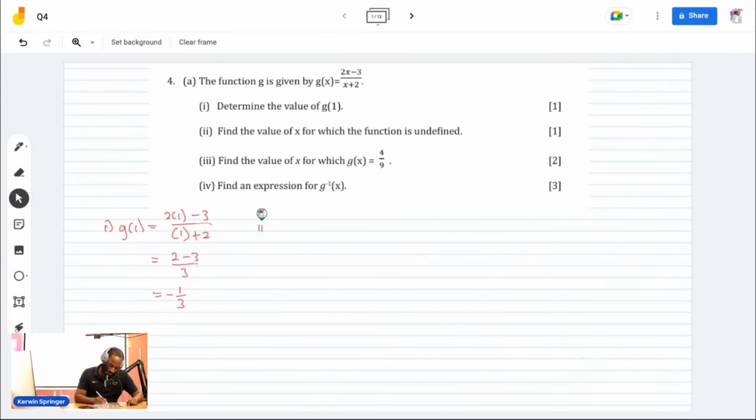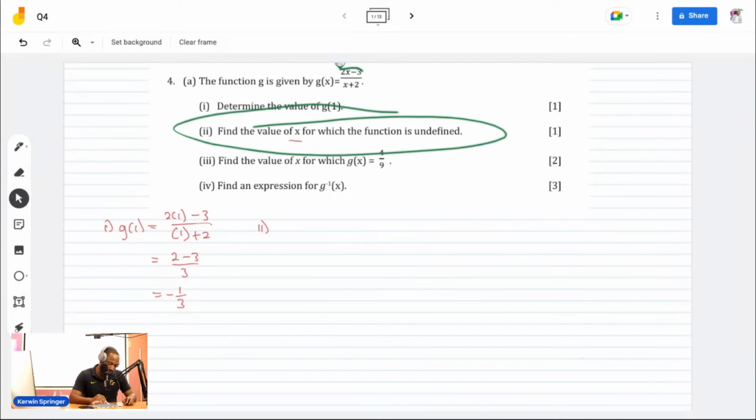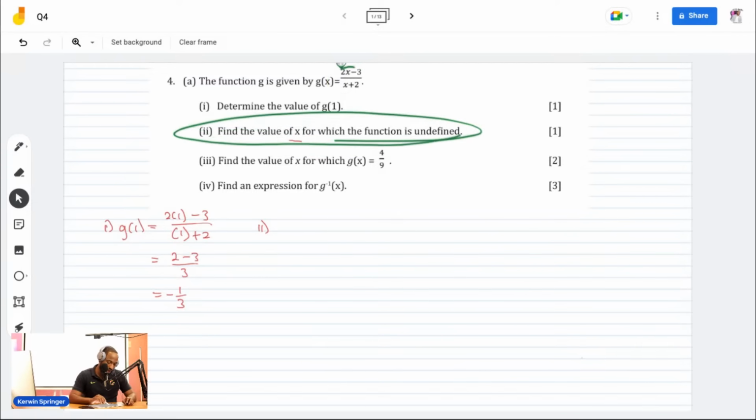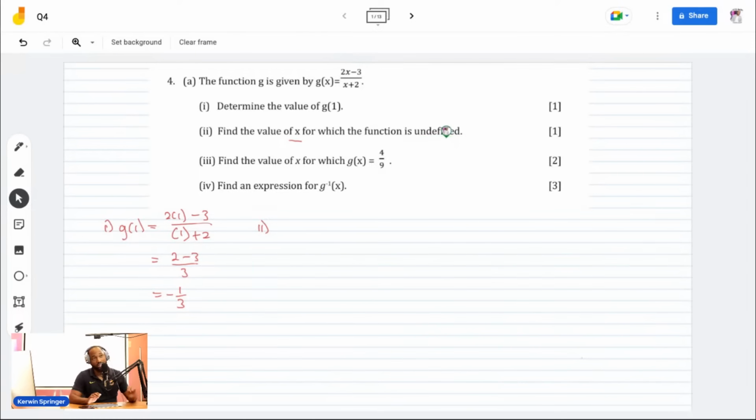And the next one, find the value of x for which the function is undefined. This little piece of question shows up in CSEC like every 3-4 years. What they'll do is give you a function with a denominator, like an algebraic fraction. To figure out where it's undefined, it's when division by 0 happens. So when division by 0 happens, the function is undefined. So how would you get divided by 0? It's when x plus 2 is equal to 0.